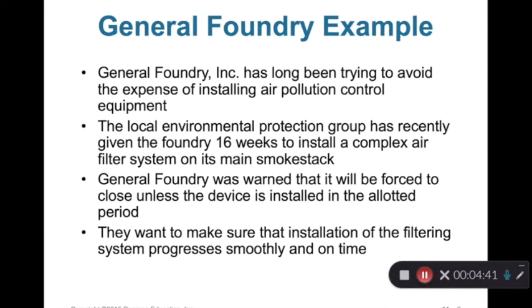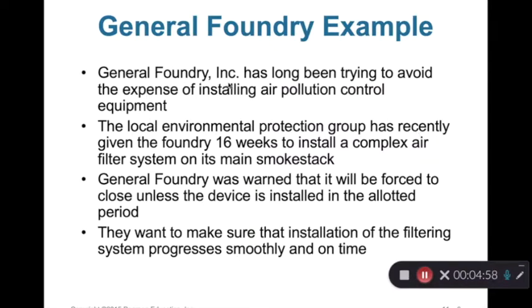Let's look at an example. I want to use this example, the General Foundry example, to show you how to schedule projects and how to calculate estimated activity times as well. So let's look at this example.